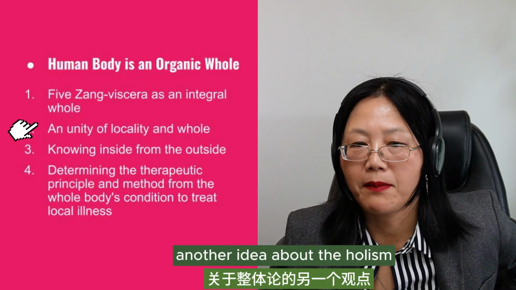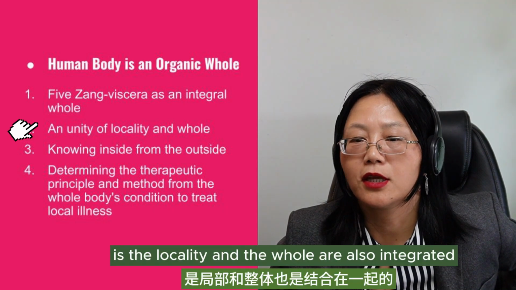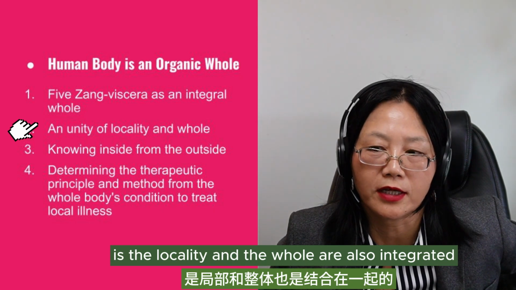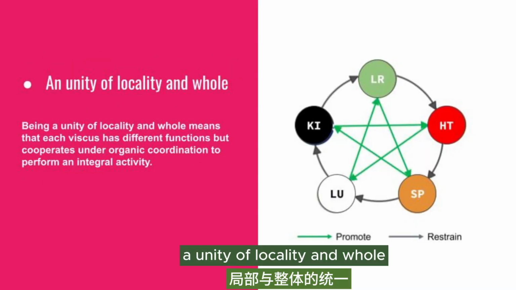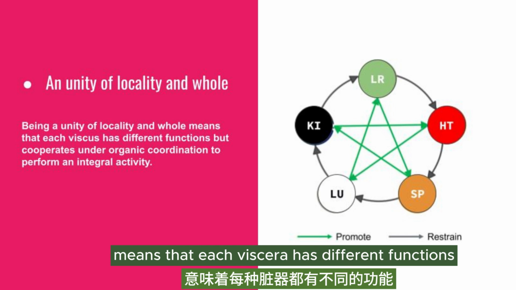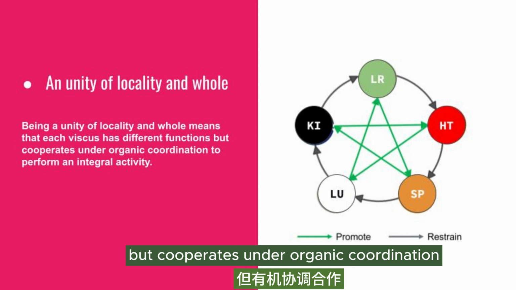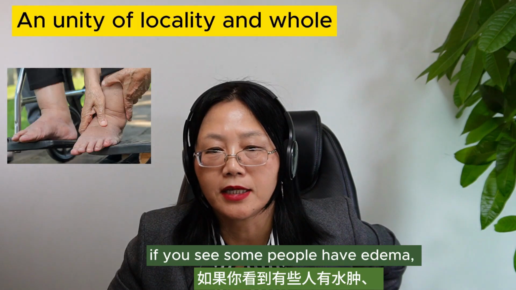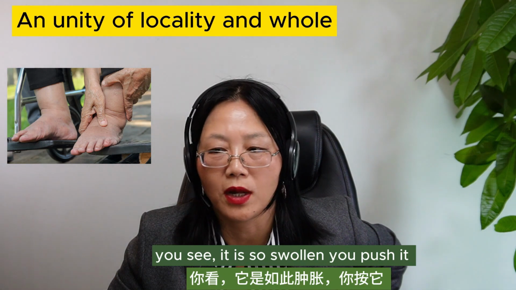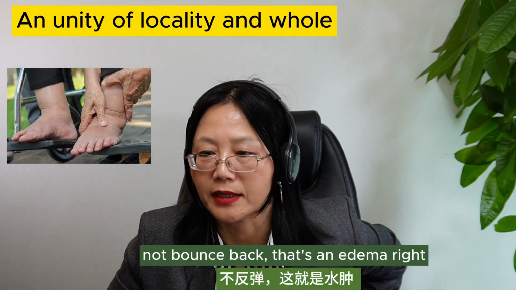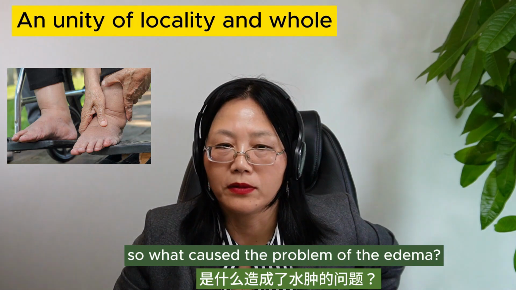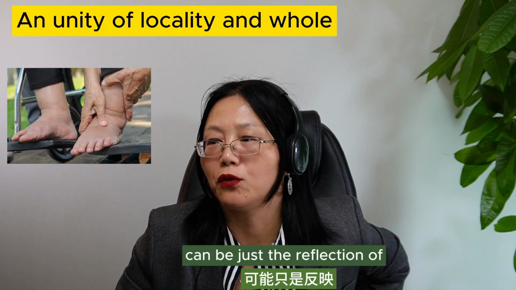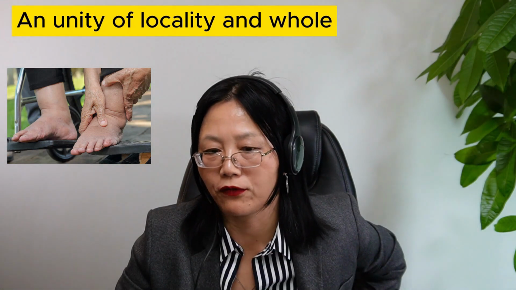Another idea about holism is that the locality and the whole are also integrated. Unity of locality and whole means that each viscus has different functions but cooperates under organic coordination to perform an integral activity. If you see some people have edema, you see it so swollen, you push it, it does not bounce back. That's an edema. What caused the problem of the edema? Problems showing on the leg can be just the reflection of an internal Zang-fu organ problem.